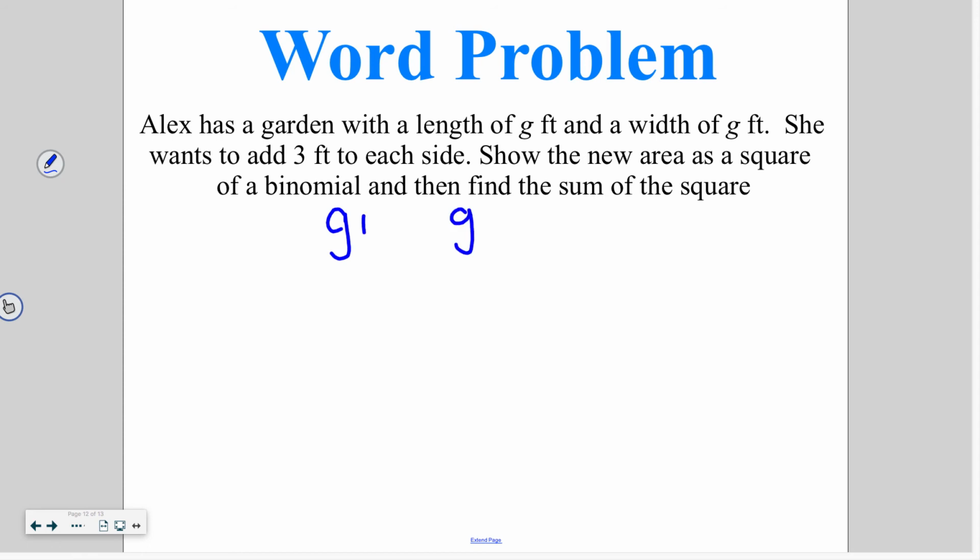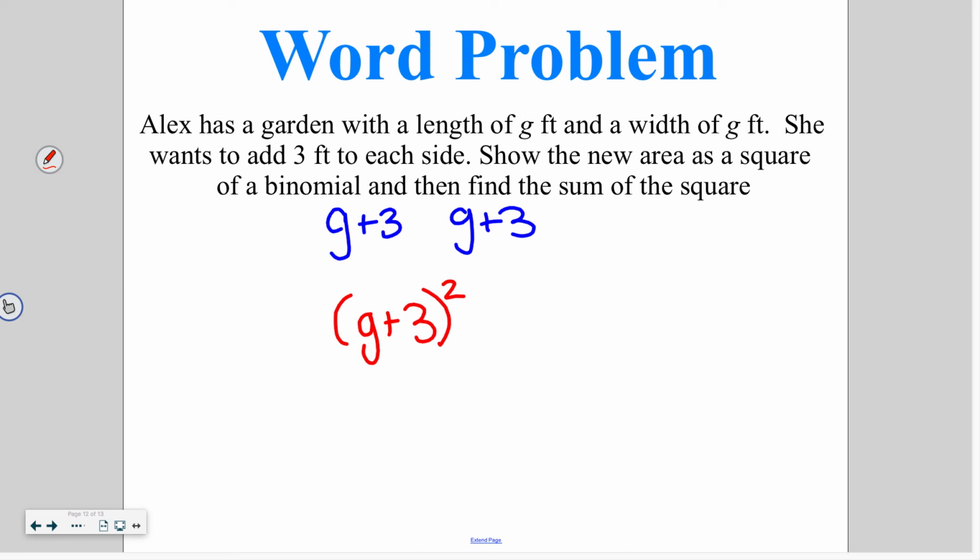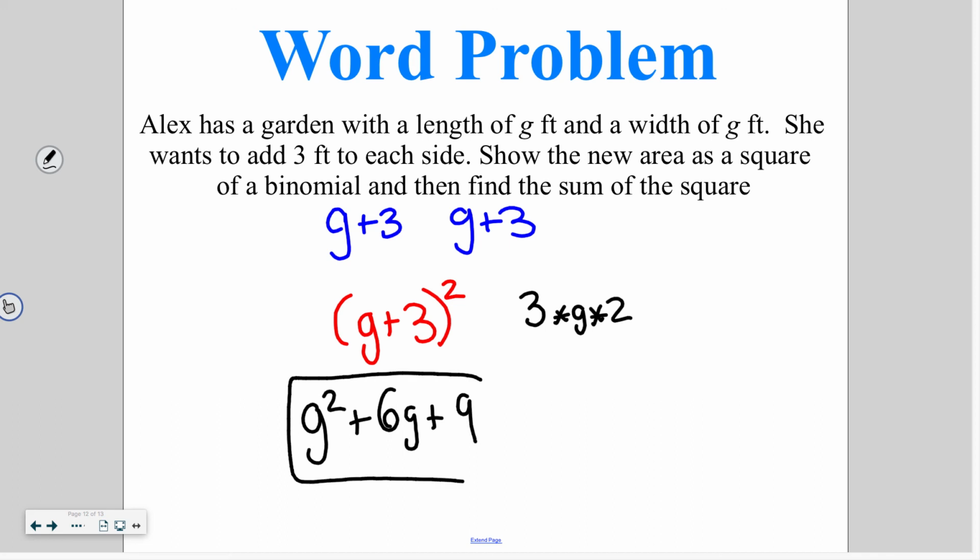She wants to add 3 feet onto each. So when it asks us to write this as a square of a binomial, our binomial is g plus 3, and that is what we are squaring. So now we can use our shortcut, and we end up with g squared plus, off to the side, I've got 3 times g times 2, which is going to give me plus 6g. And then I've got 3 squared, which is 9. So I end up with a final answer of g squared plus 6g plus 9.